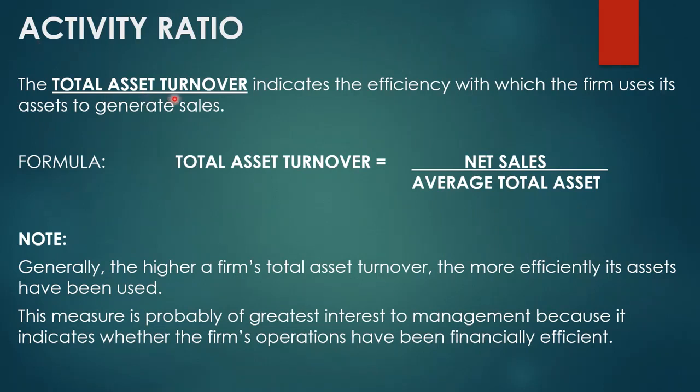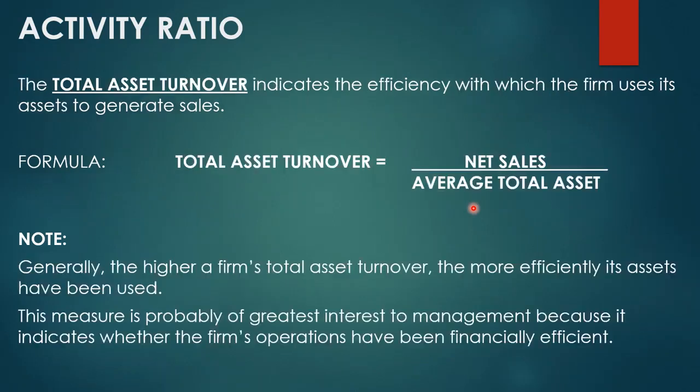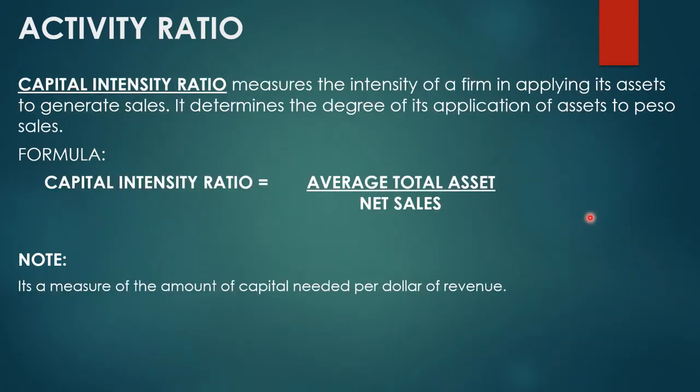Now, pupunta tayo sa opposite ni total asset turnover, which is the capital intensity ratio. Now, itong si capital intensity ratio, it measures the intensity of a firm in applying its assets to generate sales. So, parang katunog ni total asset turnover. Pero kay capital intensity ratio, it determines the degree of its application of assets to sales. So, ito ang formula niya. CIR is equals to average total asset divided by net sales, which is opposite lang yung total asset turnover. Now, itong kaya capital intensity ratio, ang pinapakita lang niya is that it measures the amount of capital needed per dollar revenue.